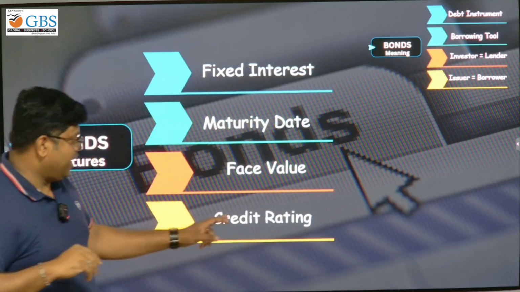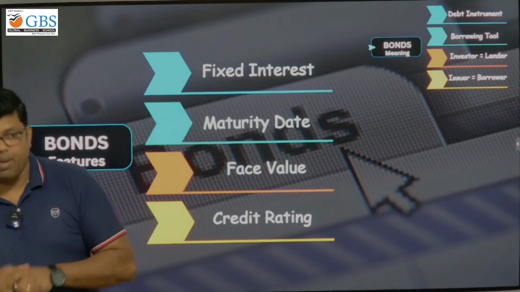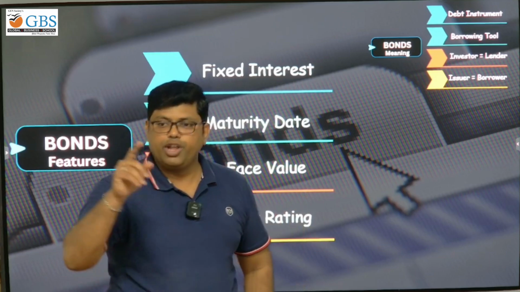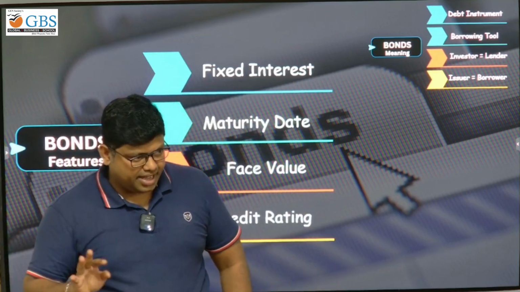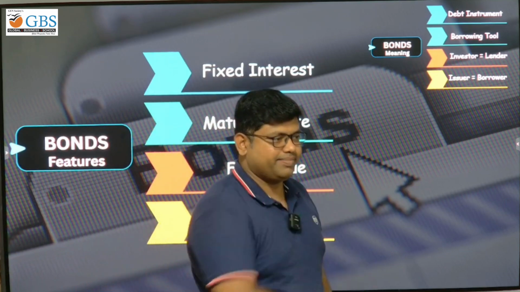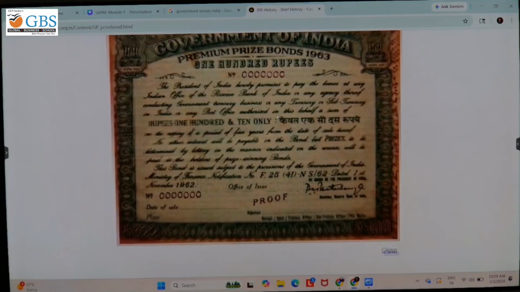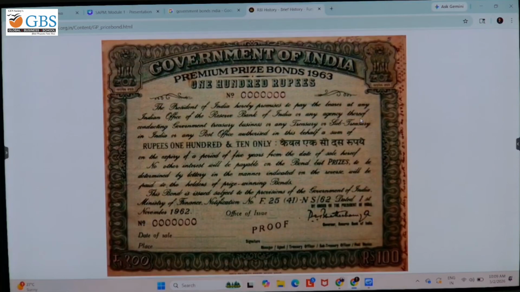Then the last point, credit rating. What do you mean by credit rating? Before I move to the credit rating, now I want you to open up your mobile, in Google or anything, you search for any bond, any company bond. This is one of the example. Listen on the screen, students. Randomly 100 rupee bond it is.